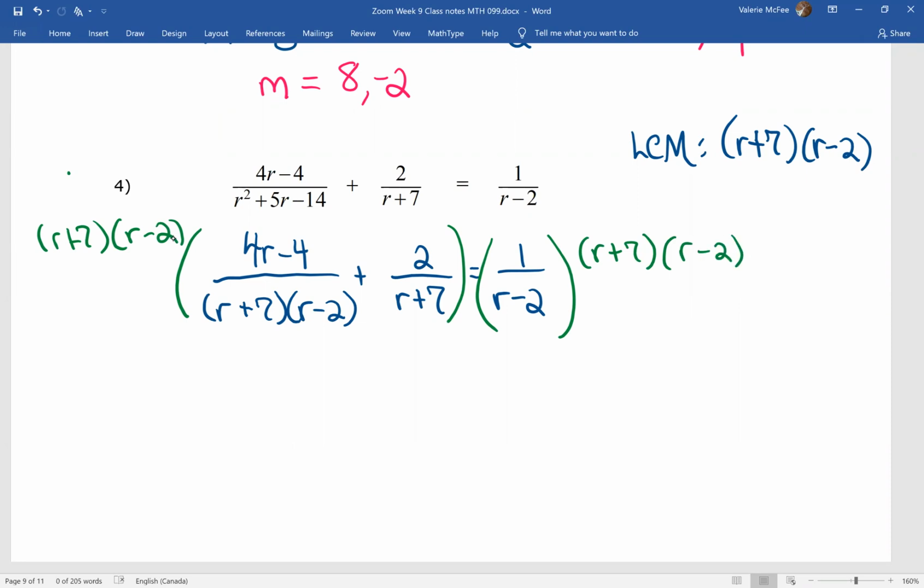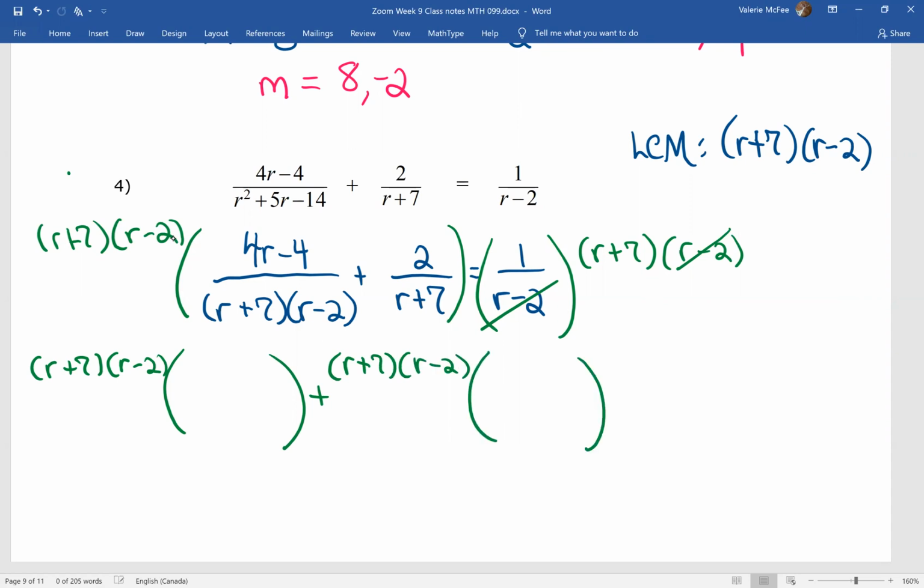Now on the right side, we can simplify this right away. We see that r minus 2 divides out. On the left, I'm going to write this out the long form. You don't necessarily have to, but I want you to see what's happening. So we have our lowest common multiple times the first term plus the lowest common multiple times that second term equals, and then we have 1 times r plus 7.